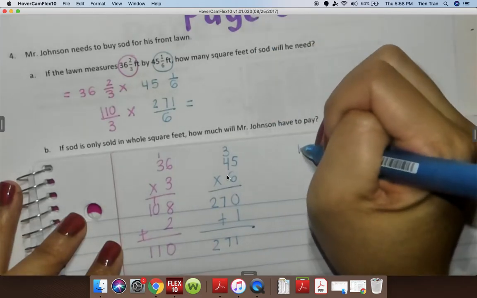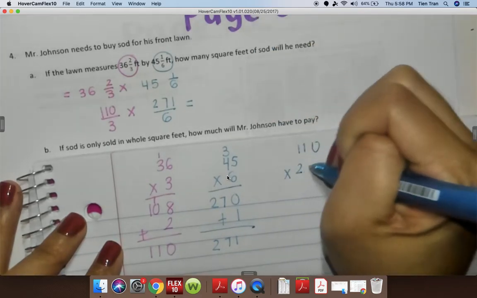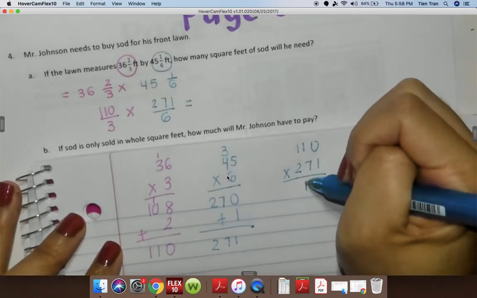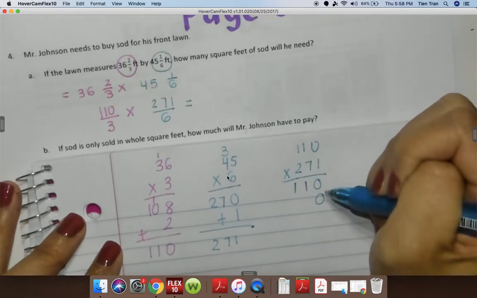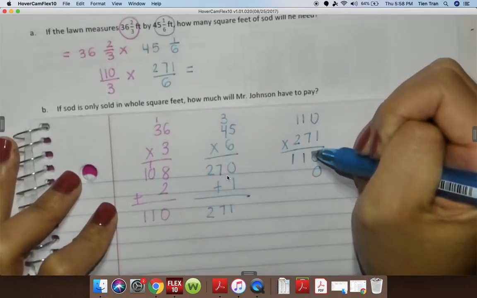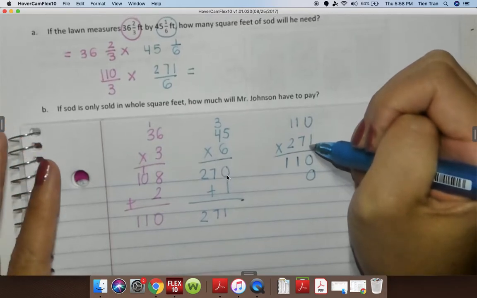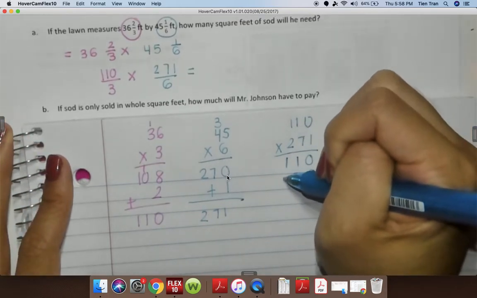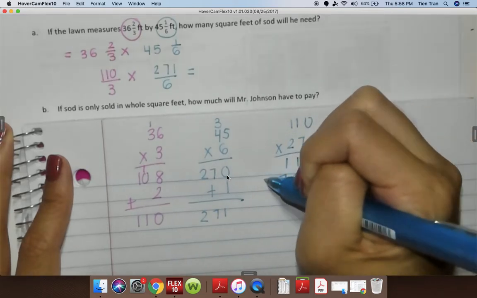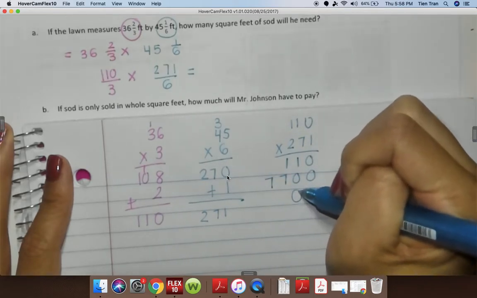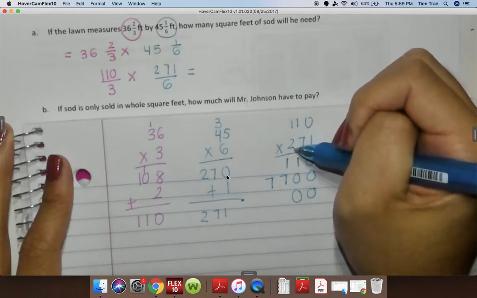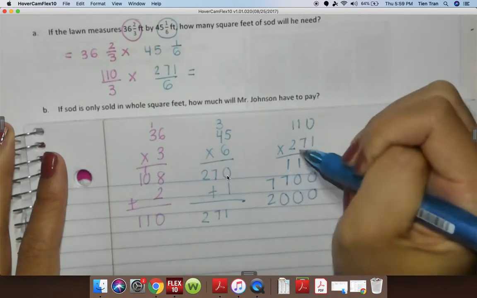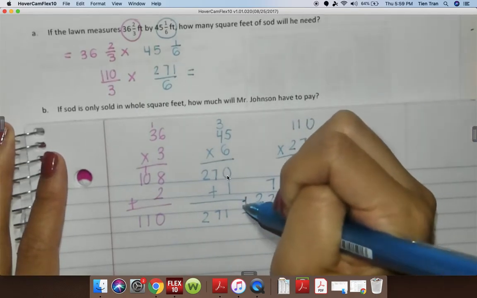So 110 times 271. 1 times 0 is 0, 1 times 1 is 1, 1 times 1 is 1. Bring down my 0 because I'm multiplying in my tens place. 7 times 0 is 0, 7 times 1 is 7, 7 times 1 again is 7. I'm going to put 2 zeros because now I'm multiplying my hundreds place. 2 times 0 is 0, 2 times 1 is 2, and 2 times 1 is also 2. I'm going to add everything together.